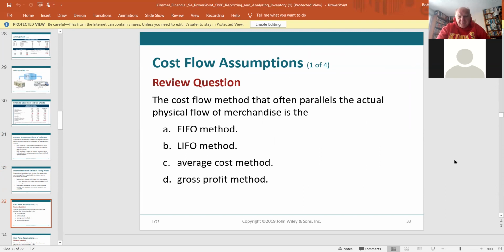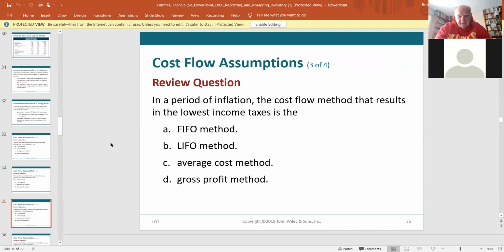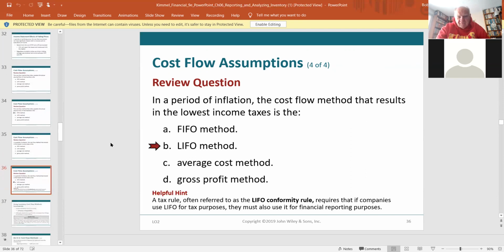The cost flow method that parallels the exact physical flow of the goods, well, none of these really do, but FIFO would be the one that would come the closest. In a period of inflation, the cost method that results in the lowest income tax is, and we decided it was LIFO because they're selling the most expensive goods first and thus reducing their net income.